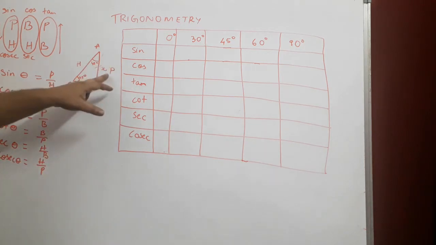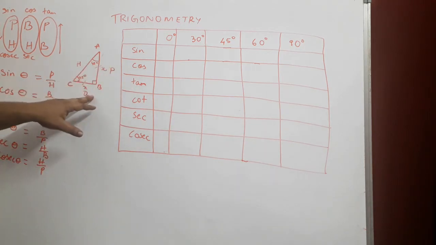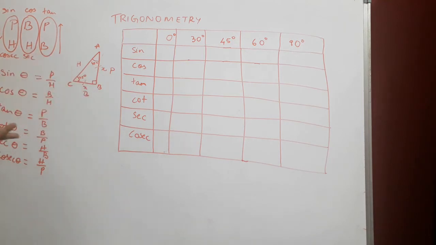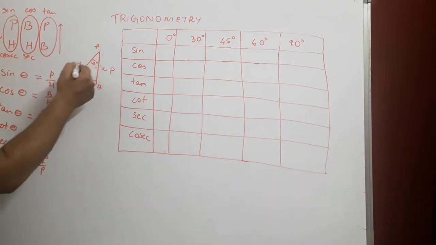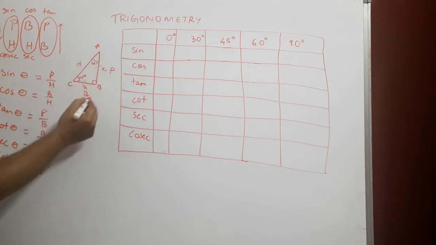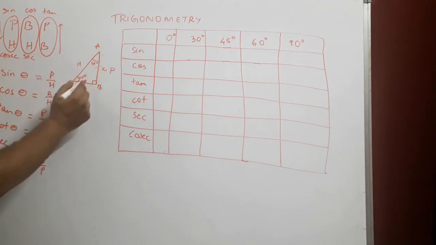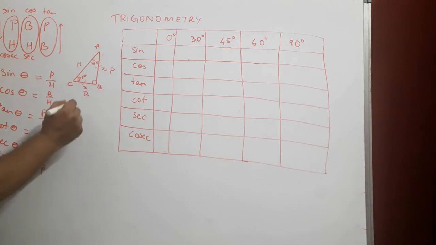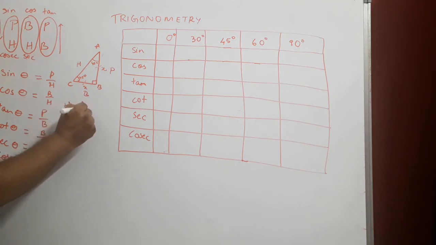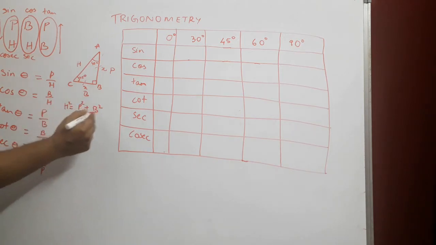So we know our perpendicular is X, we know our base is X, but we do not know what is the hypotenuse. In that case, how do we find out what is the hypotenuse? This is a right angle triangle, which means we can apply the Pythagoras theorem. And what does the Pythagoras theorem say? Pythagoras theorem says that the square of the hypotenuse is equal to the sum of the square of the perpendicular and the base. So h square is equal to p square plus b square.